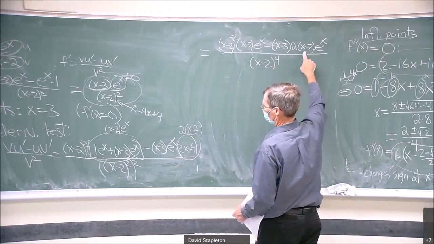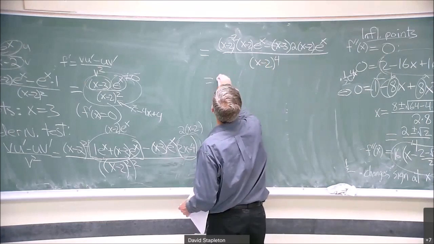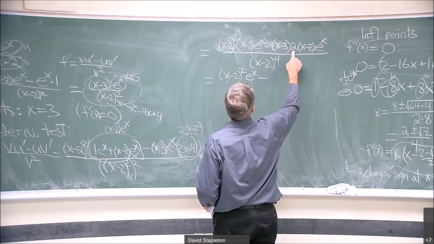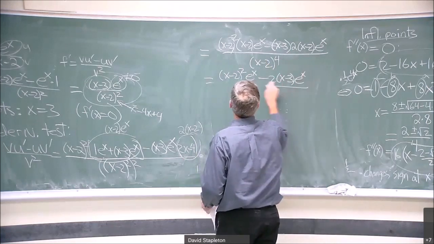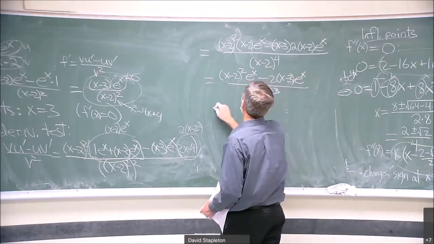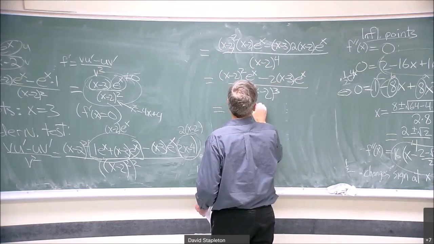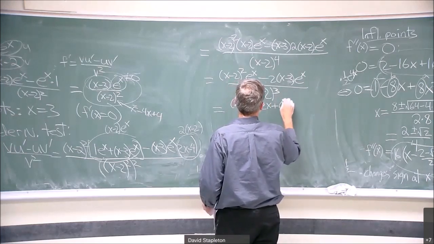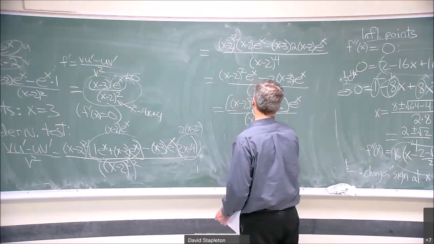Now we observe there's an x minus 2 here. I can cancel with an x minus 2 here and one of these also. We can write this as x minus 2 squared e to the x minus twice x minus 3 e to the x all over x minus 2 cubed. There it is. Now we can factor out an e to the x and write this as x minus 2 squared minus 2x plus 6 all times e to the x on top over x minus 2 cubed.